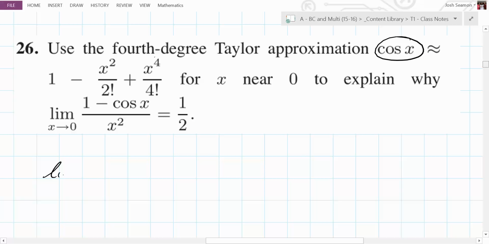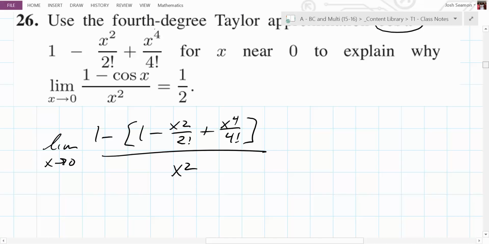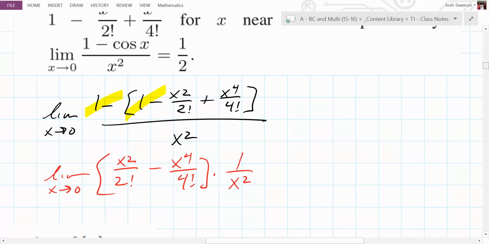Yes, okay. So now we have the limit as x goes to 0 of 1 minus x squared over 2 factorial plus x to the 4th over 4 factorial, all over x squared. What cancels? Oh, that goes away, right? So what does that leave you with? The limit as x goes to 0 of x squared over 2 factorial, minus, thank you, minus x to the 4th over 4 factorial times 1 over x squared, because you're dividing by x squared. Do things cancel nicely? They do.